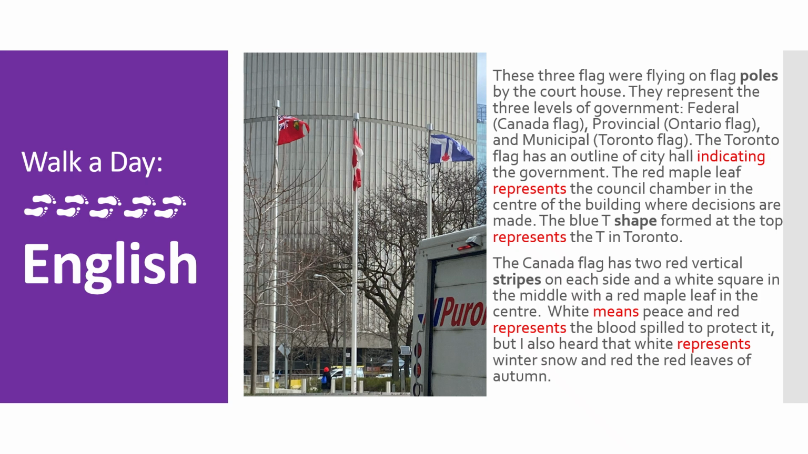The Canadian flag has 2 red vertical stripes on each side and a white square in the middle with a red maple leaf in the center. White means peace, and red represents the blood spilled to protect it. But I also heard that white represents winter snow and red, the red leaves of autumn.